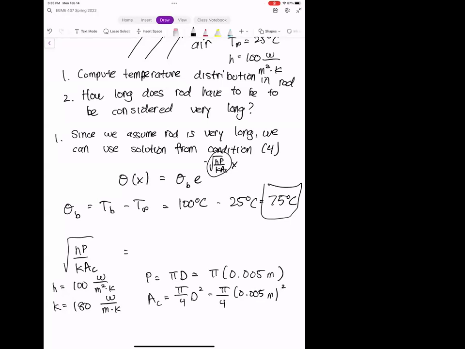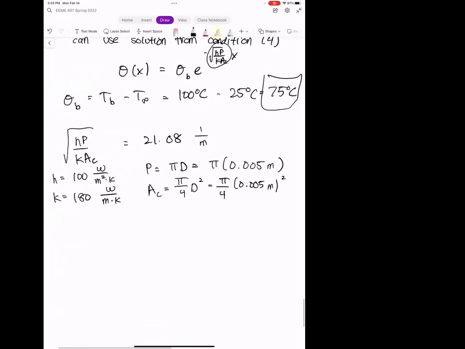Okay. And so you can plug all that in, and what you get is 21.08, okay? And I believe this has units of 1 over meters, okay? Because it has to cancel out with x, okay? And so if we plug all that in, then we get our temperature distribution is equal to 75 times e to the minus 21.08 x, okay?